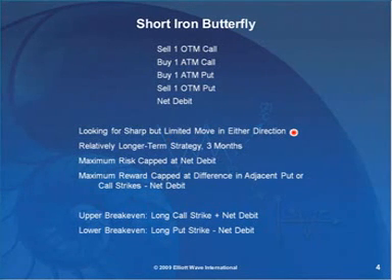We're looking for a sharp but limited move in either direction. Relatively long term, we'd like to go out about 3 months. Our maximum risk is capped at the net debit. Our maximum reward is capped at the difference in the adjacent put or call strikes minus the net debit. So we have two break-evens. And when I talk about things like break-even, this is, of course, at expiration. Between the inception of the trade and expiration, it wouldn't be exactly that because you're subject to changes in implied volatility, and you also have time decay. But we have an upper break-even, the long call strike plus the net debit, and a lower break-even, the long put strike minus the net debit.